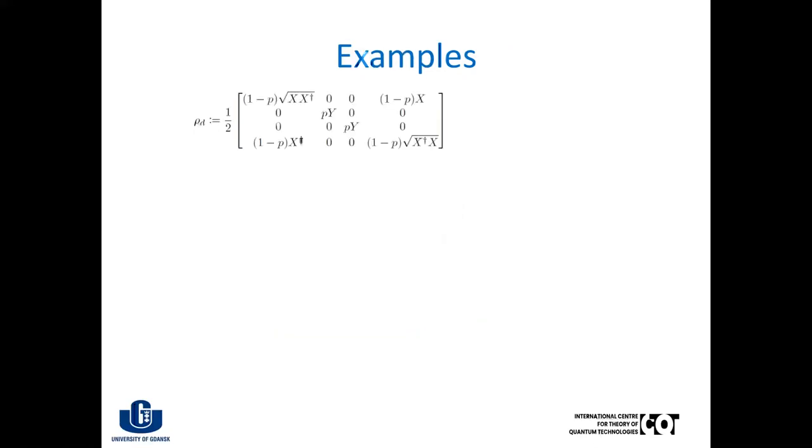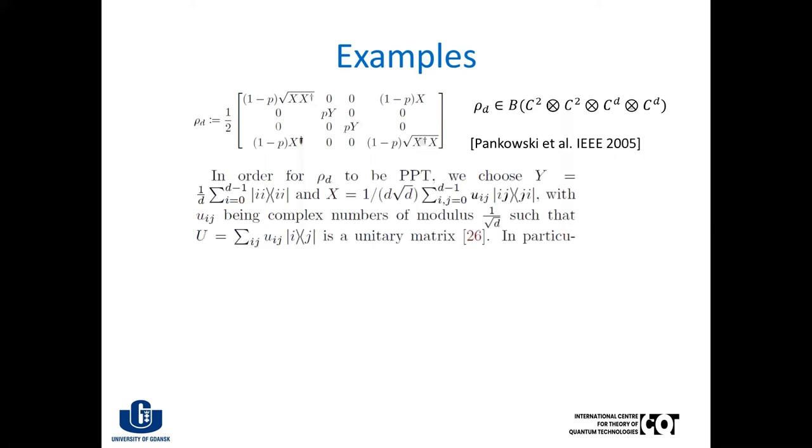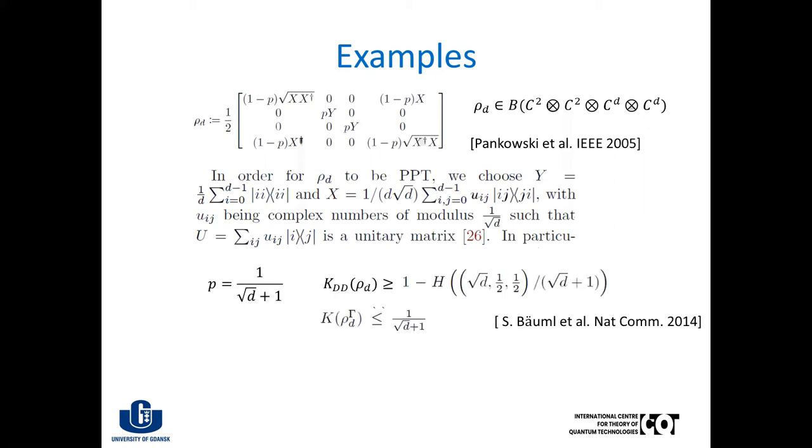Now I turn to examples. We base on states that are known. They have the form of a two-qubit tensor d by d state. So the states are very similar to those in the paper by Pankowski et al. And they were found by genetic algorithms by Łukasz Pankowski. Actually, exactly these states. Later we modified them in the original paper, so they were invisible until they were used in the paper by Baum et al.